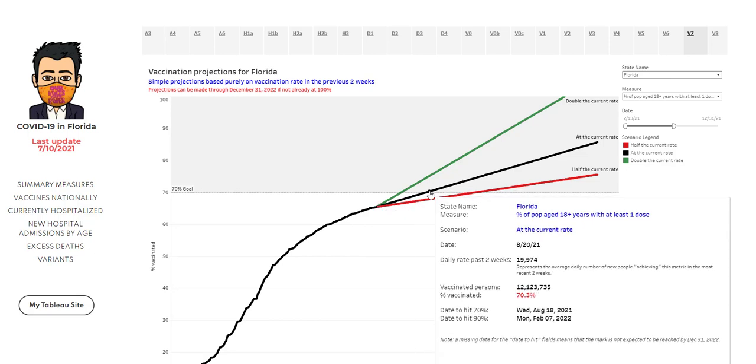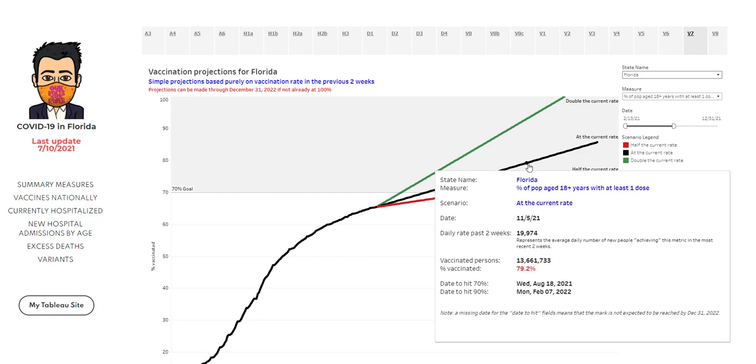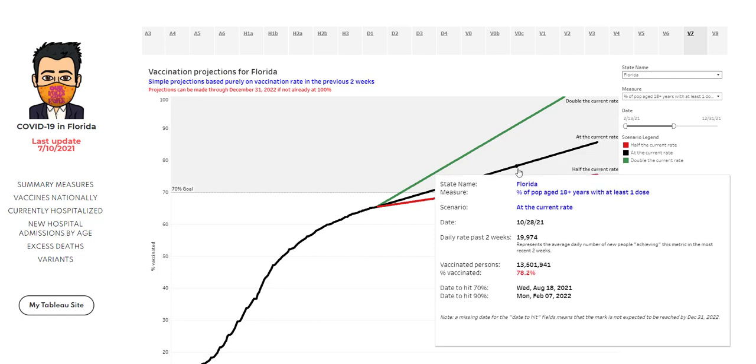And so again, if you hover over it, it will tell you what percentage of the population we are estimating will have been vaccinated. You can see that red number going up over time. And then of course you get 2 important metrics. What's the date that we will hit 70% vaccination rate on this measure? What's the date that we would be estimated to hit 90%? Again, if we follow the exact same vaccination rate that we've had over the past 2 weeks.